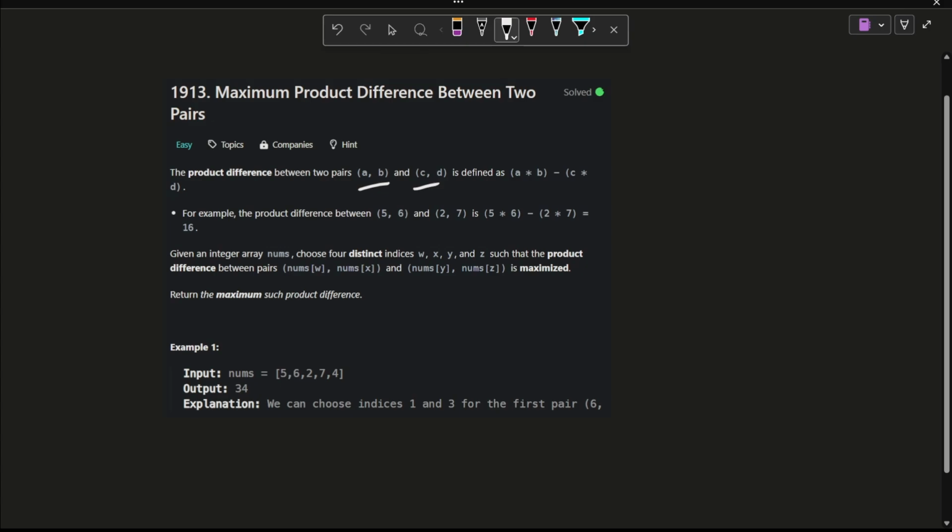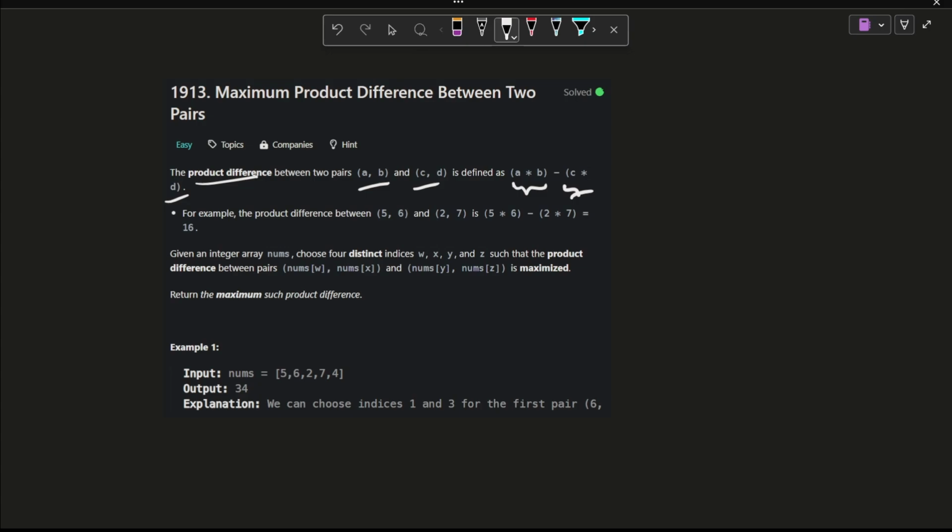These are the two pairs which are given to us, and the product difference for these two pairs is defined as the multiplication of both the elements present in the first pair minus the product of both the elements present in the second pair. So this is considered as the product difference.